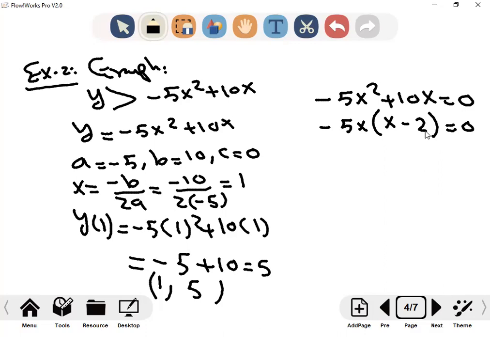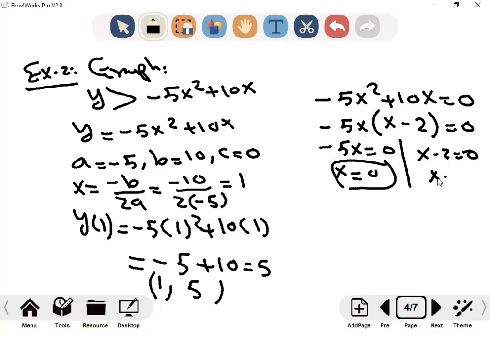So either negative 5x, you can use any other. But when we use factoring, if we have C, do we have C here? No. We don't have C. You can use quadratic formula. I did everything with one step. Go back and revise the common factor. So negative 5x equals 0. X will be 0. Or x minus 2 equals 0. X equals 2. So we have 2 solutions.